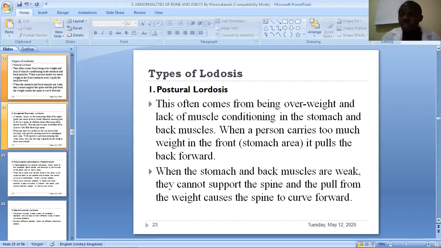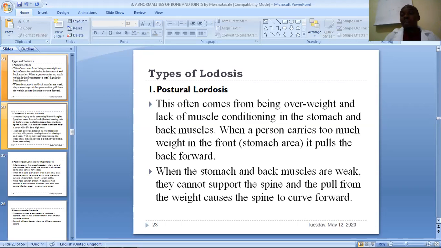One, we have postural lordosis, just like we had postural kyphosis. This often comes from being overweight and lack of muscle conditioning in the stomach and back muscles. When a person carries too much weight in the front, that is the stomach area, it pulls the back forward. When the stomach and back muscles are weak, they cannot support the spine, and then they pull from the weight. The pull from the weight causes the spine to curve forward.